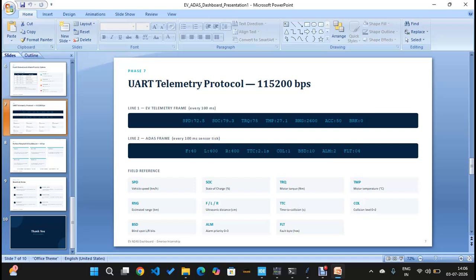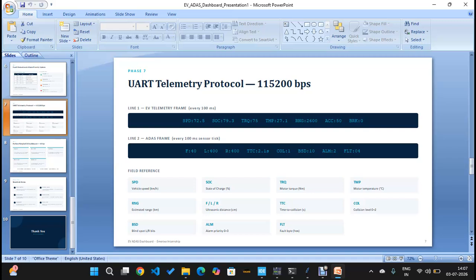And this is my UART telemetry protocol. So first, the EV telemetry frame. This is speed, SOC, torque, temperature, range, acceleration, brake. All this is calculated by the physics formulas, and all this data comes from the potentiometer sensors data. And this is the ultrasonic sensors data: front distance, left distance, right distance, time to collision, and blind spot detection, and alarms, and then faults.